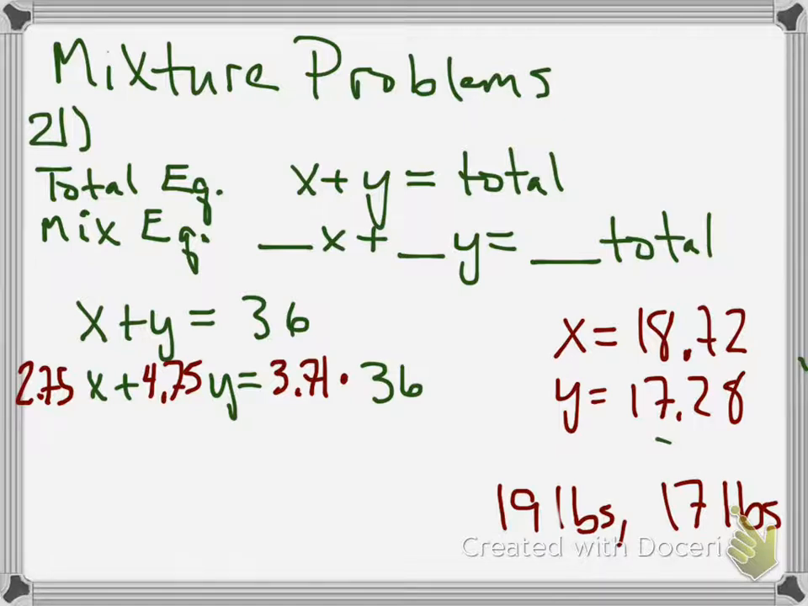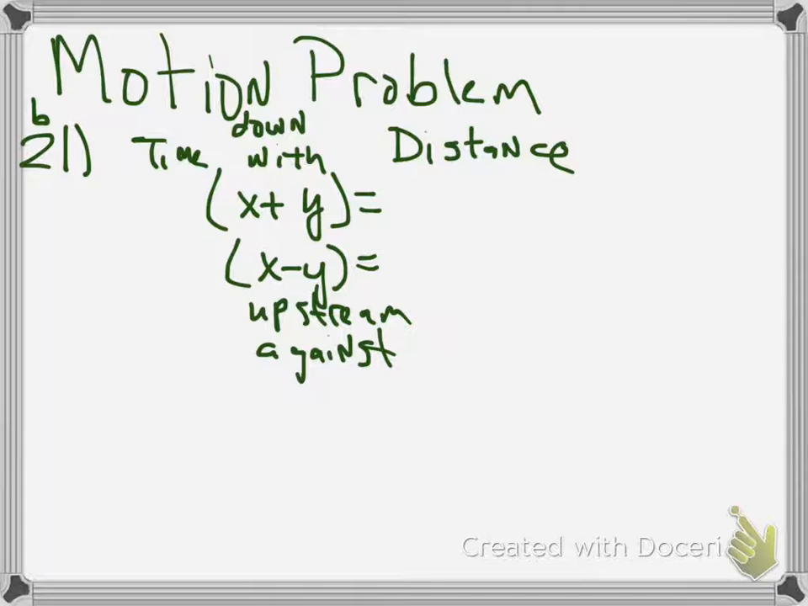All right, so next one. The next one is a motion problem. Okay, motion problems start off like this. You basically are saying x plus y, x minus y. You've got time in front of it, and you've got distance on the end. The plus one is the one that goes downstream or with the wind. The minus one is the one that goes upstream or against the wind.